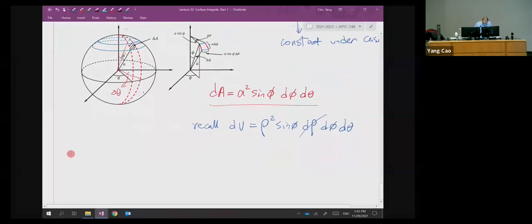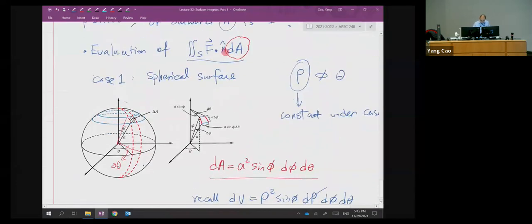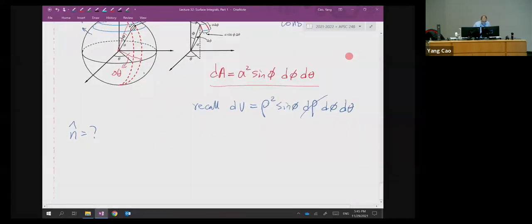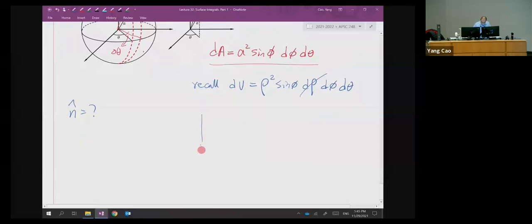The next thing is, what will this n hat be? Go back to the original definition. N hat is a unit vector perpendicular to the spherical surface. So we need to find a unit vector perpendicular to this spherical surface. What will be the candidate for a unit vector then? Let me draw this spherical surface again here.